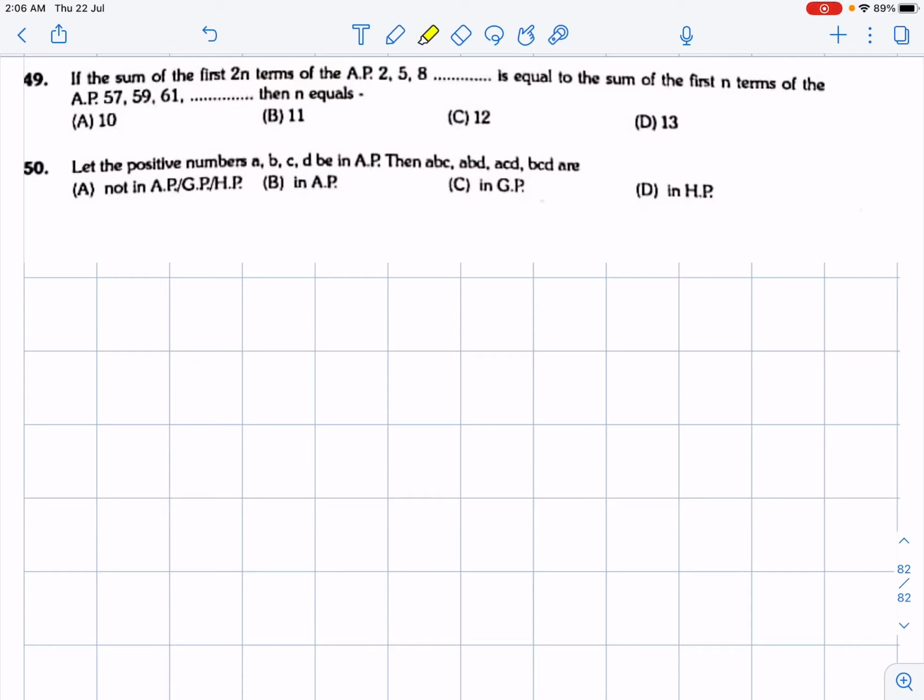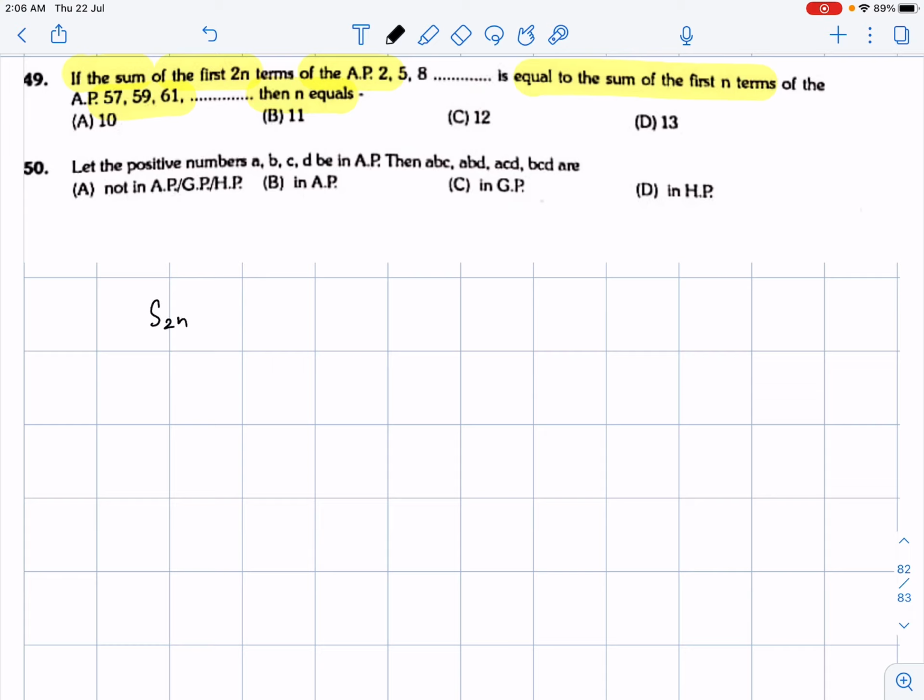So continuing our problem solving series in sequences and series, here I came up with two more questions written on the screen. If the sum of the first 2n terms of this arithmetic progression is equal to the sum of n terms of this arithmetic progression, they are asking the value of n. Quite easy and interesting question.